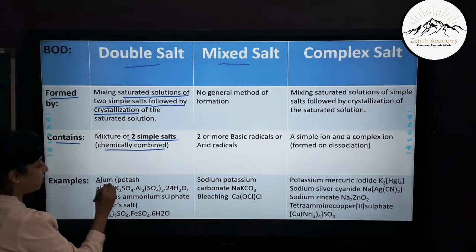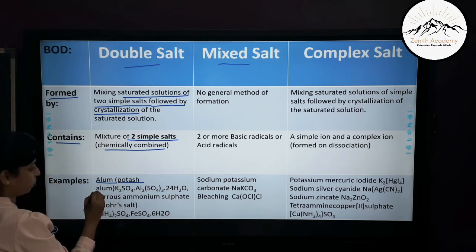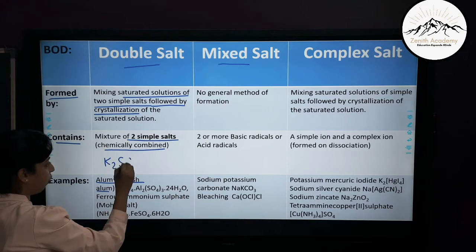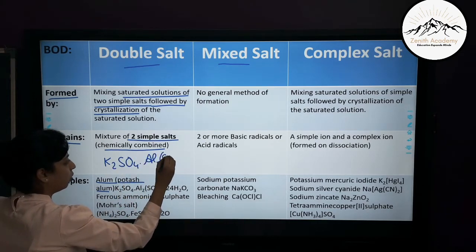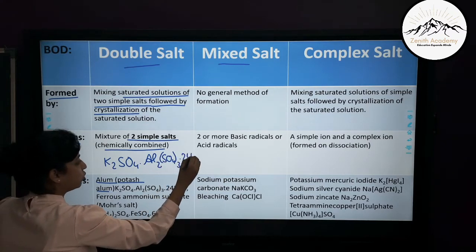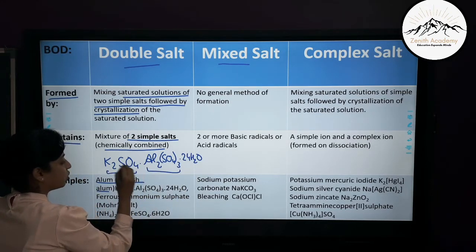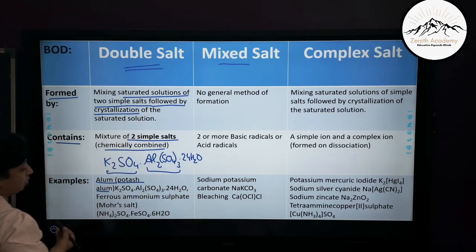So first example is alum. Here you can see alum is also known as potash alum. The formula of alum is K2SO4 dot Al2(SO4)3 dot 24H2O. So these are the two simple salts which are combined chemically. So these types of salts are called double salts. Okay.